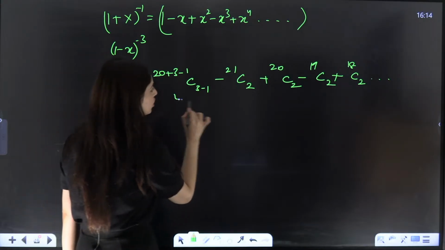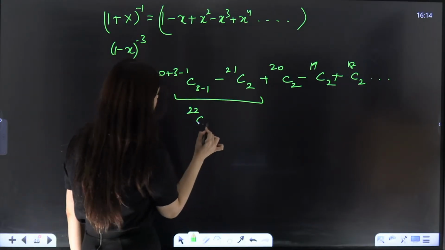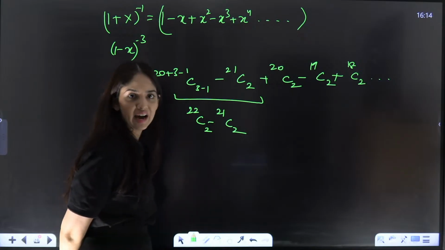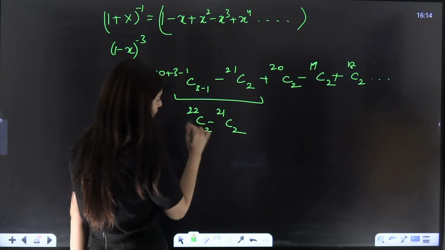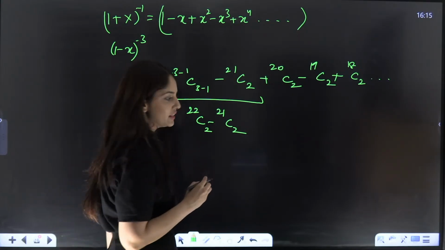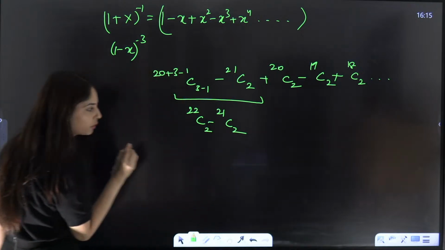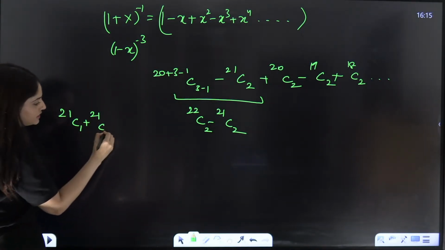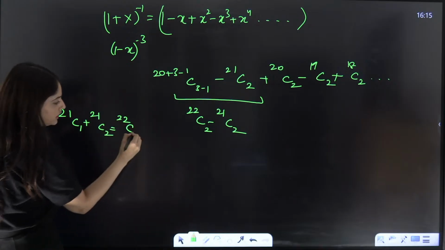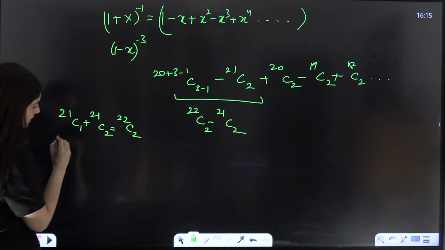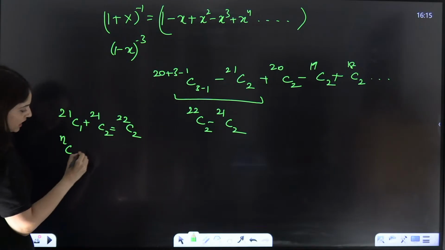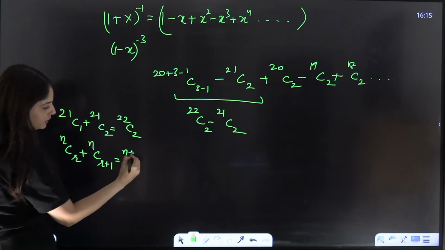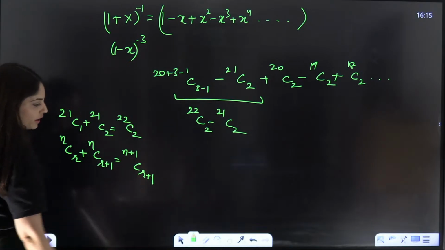Now let's take a look at this. 22C2 minus 21C2. If you know the property, bache, 21C1 plus 21C2 is equal to 22C2. That will always be the case. If we have nCr plus nCr+1, it will always be n+1Cr+1.